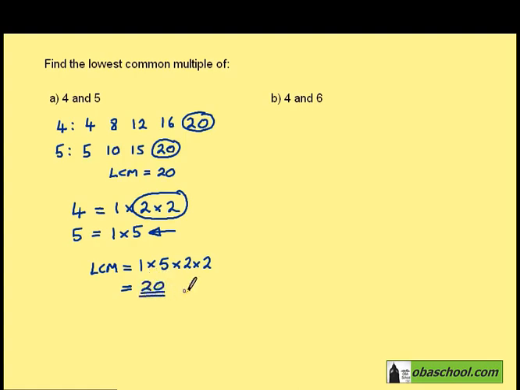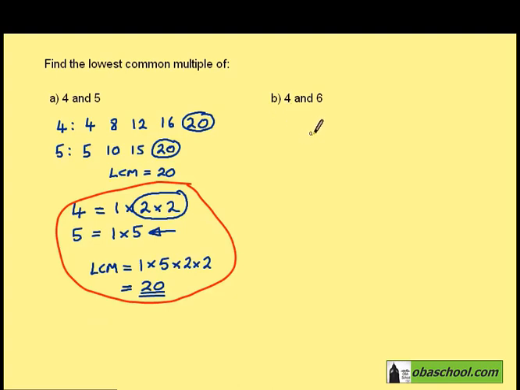Note how we get the same value for the lowest common multiple. As mentioned, this method is very useful when dealing with algebraic quantities. With a little practice, you'll be able to do it in your head.